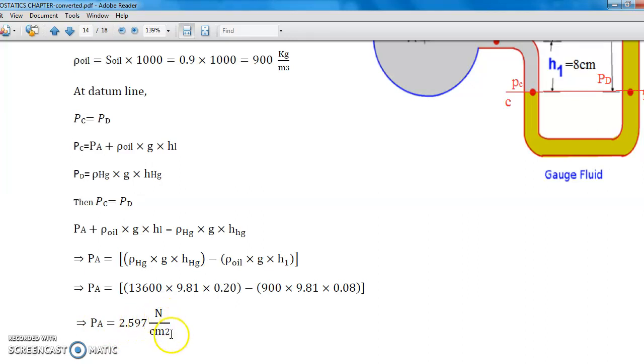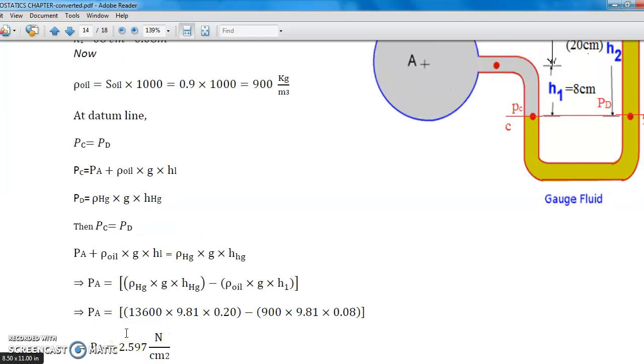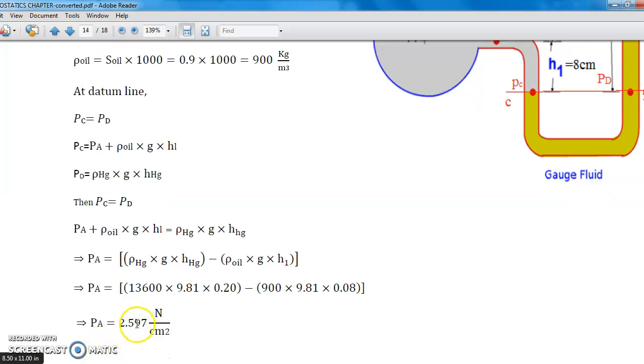So what you are getting, PA is equal to 2.597 Newton per centimeter square. Okay, so this is the pressure of the fluid which is flowing in the pipe. That value is PA equal to 2.597 Newton per centimeter square, and also you can convert into meter square if you multiply by 10 to the power 4. If you multiply by 10 to the power 4, then it will convert to Newton per meter square. Thank you.